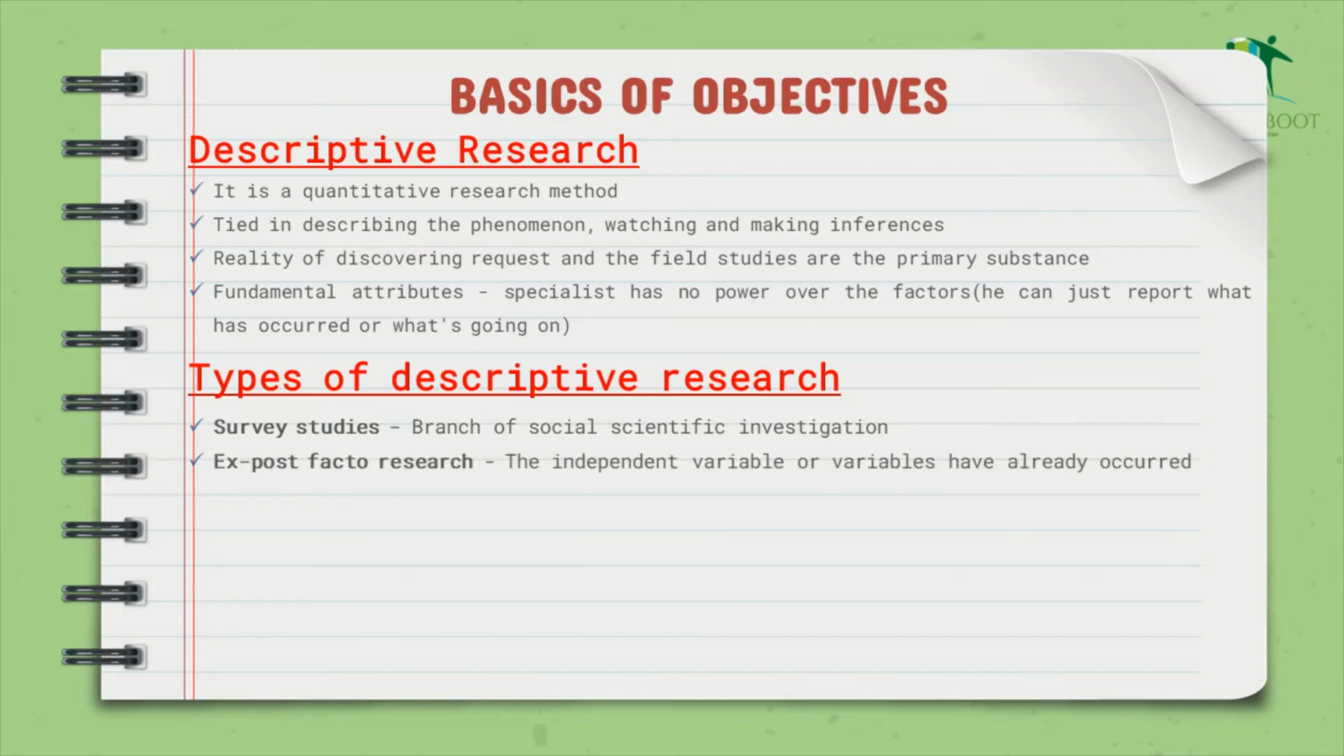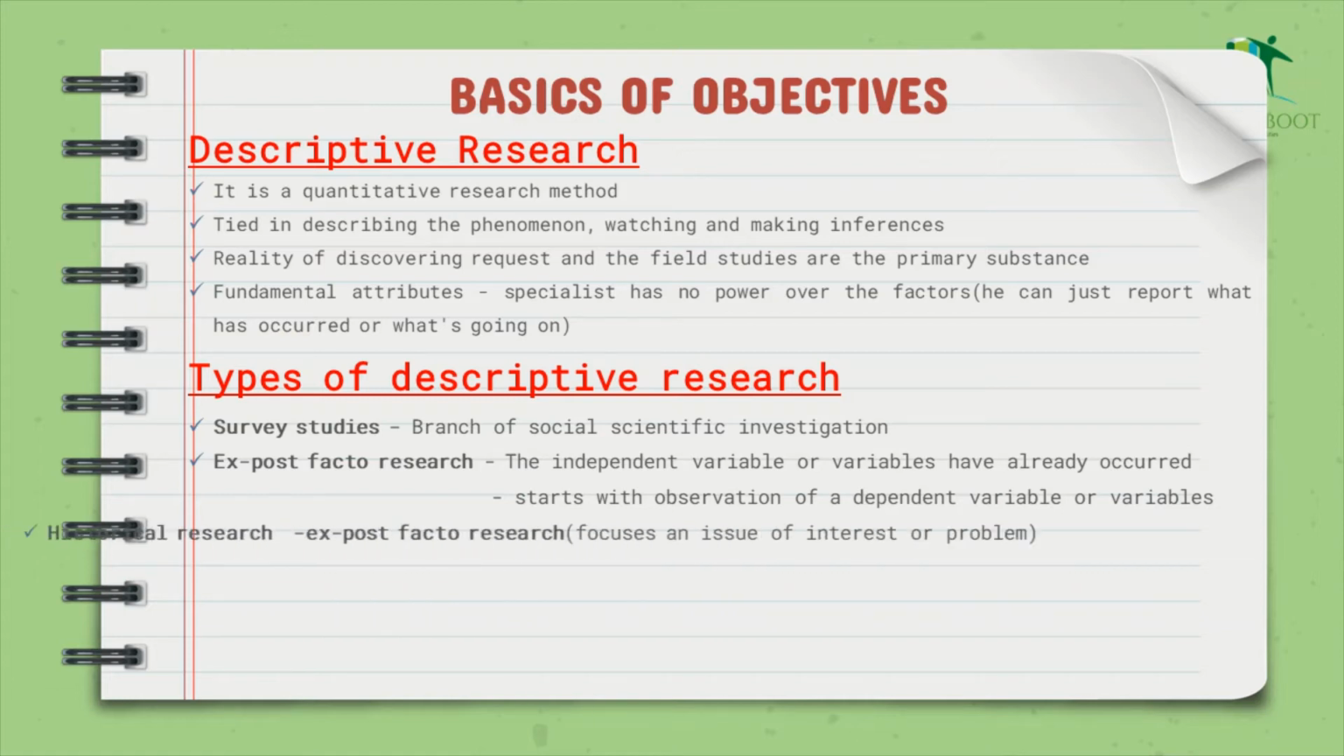The second thing is ex post facto research. This kind of research has independent variables, or variables that have already occurred, in which the researcher starts with the observation of the dependent variable or the independent variables.